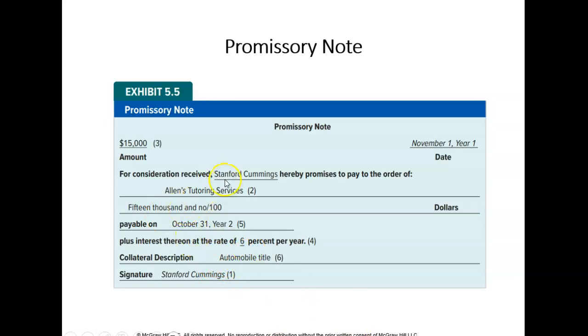The Stanford person put up their title to the automobile as collateral, meaning that if they don't pay back the $15,000, then the tutoring service can take ownership of that vehicle for non-payment. Okay?